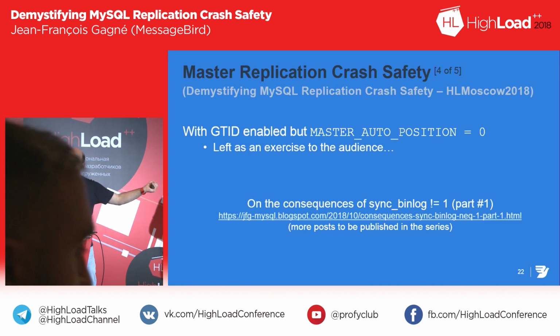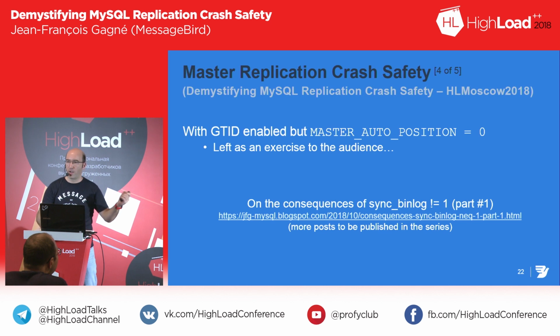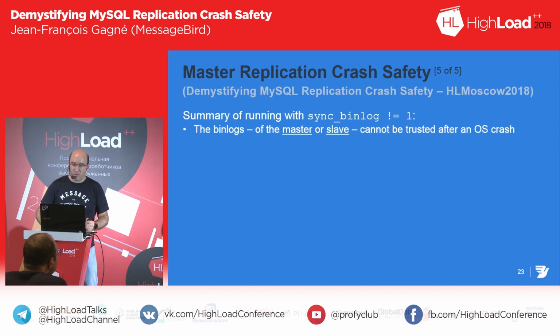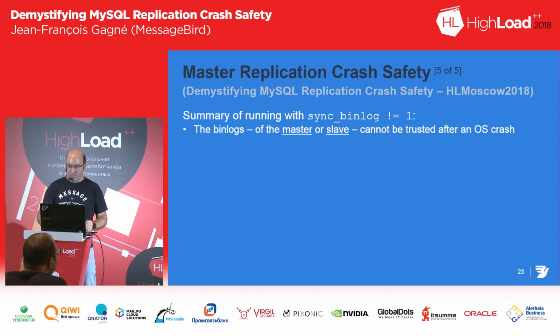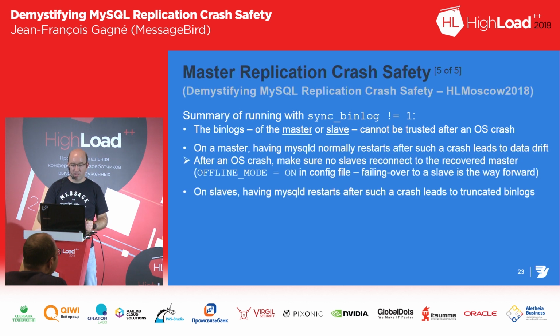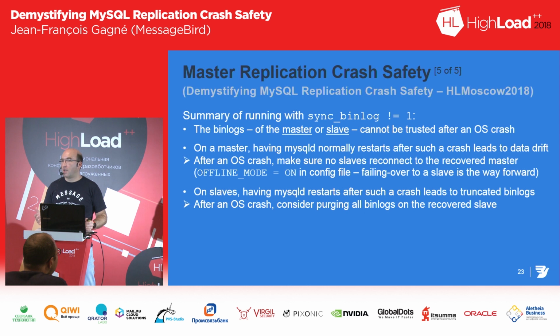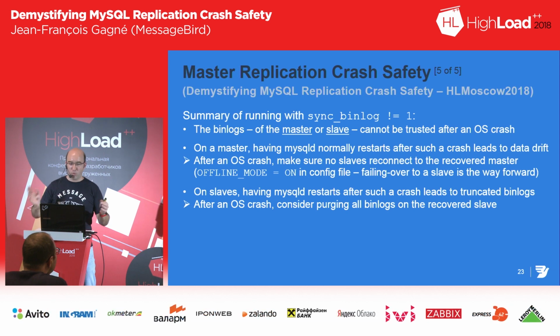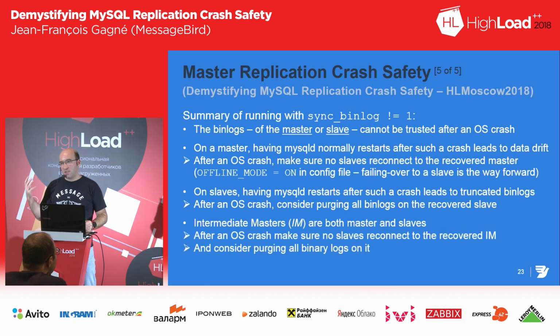And if you want to read more about this, I've blogged about it, and I will even write more blogs about this subject. So if you run a master with sync_binlog set to something different than 1, you have to be very careful about what's in your binary log. The solution here is basically to fail over. If you have a master that is failing and you need sync_binlog equal to 0 on it, when it crashes, you don't trust it anymore. You fail over to a slave. And if you have a slave running with this configuration, you have to be very careful that it doesn't become a master too quickly. So you have to purge its binary log. And if you have an intermediate master, well, you have to do both.